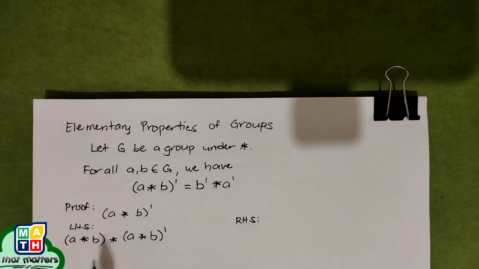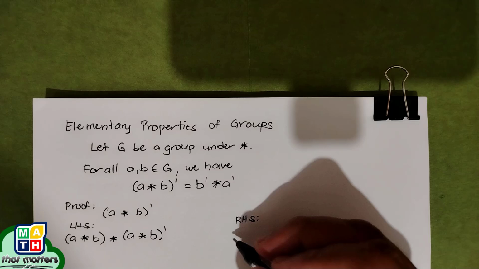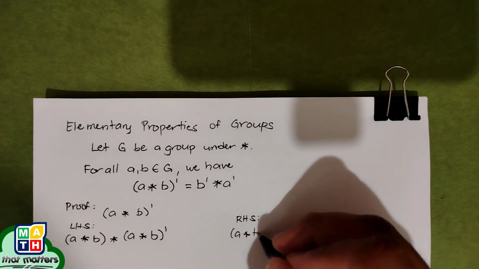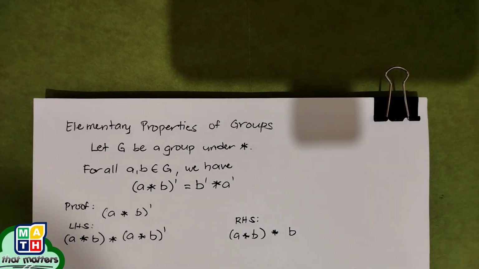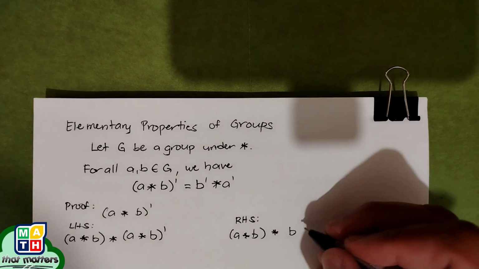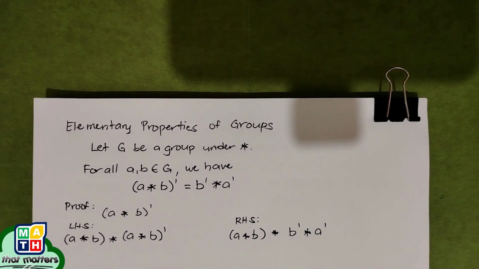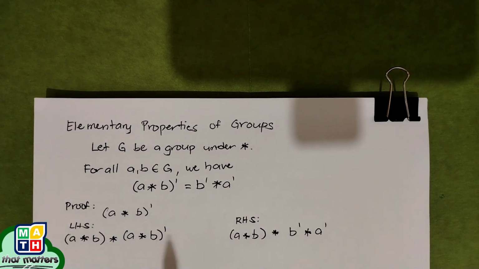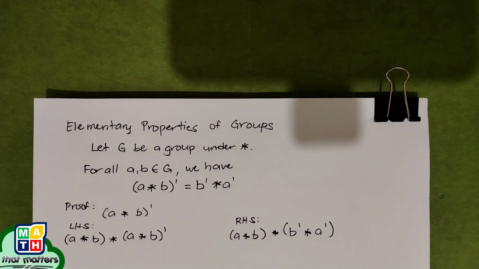For our right hand side, I am separating them so that you will not be confused. Since you're operating A star B to that, we're also going to operate this A star B with B inverse star A inverse. Okay? So we are operating the result of A star B to both sides of the equation.